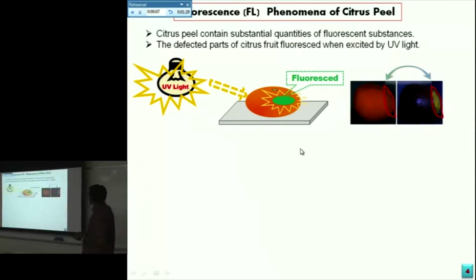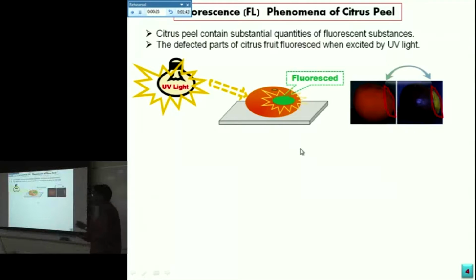Here I will talk about what the fluorescence phenomenon is. According to published reports, most citrus peel contains substantial quantities of fluorescent substances, especially flavonoids, and the citrus peel or defective parts of the peel fluoresce in the visible region of the spectra when excited by UV light. If you see here, when excited by UV light, the damaged or defective area fluoresces with a greenish color. So that means fluorescence can be visible in the visible region of the spectra.